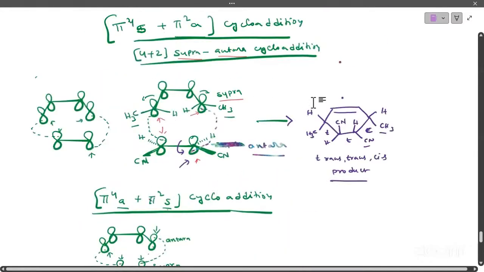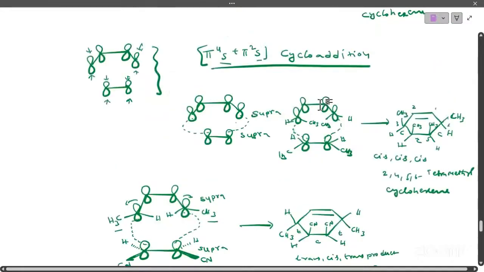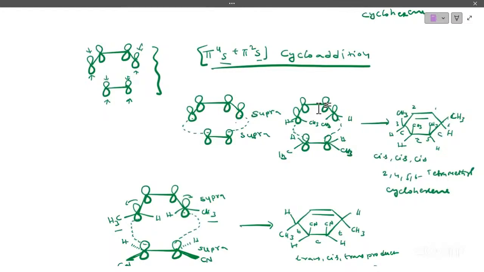Trans-trans supra-supra mode. In most of the cases, supra-supra and antara-antara products are matched, and antara-supra and supra-antara products are matched. But when we are taking a symmetrical substrate, suppose [2+2] cycloadditions, this may happen. But in the case of [4+2] cycloadditions, the stereochemistry may deviate in all stereochemical modes. Right? This is about the stereochemistry of cycloaddition reactions. Next, coming to the sigmatropic reactions.